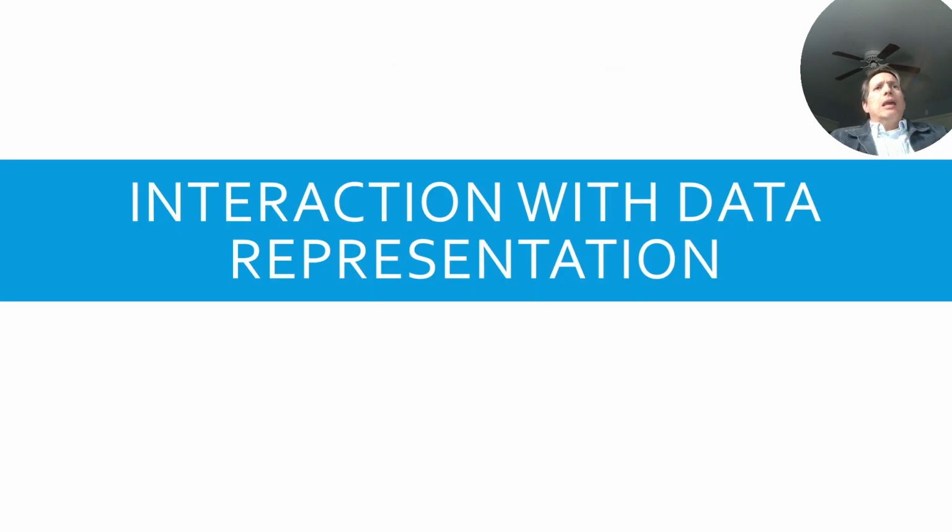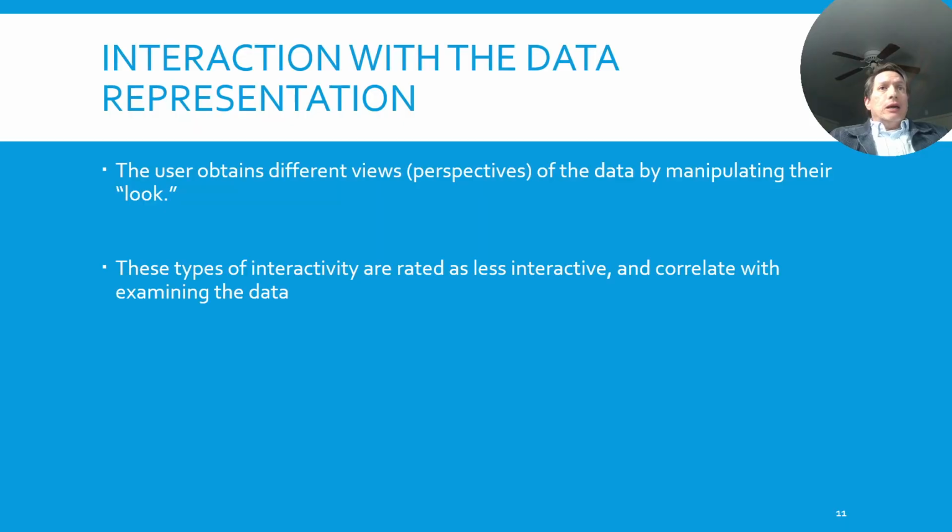Then let's go back and try to review every single one of these elements. And let's start with that interaction with the data representation, the way that we present the data and how this helps us to understand things or see the world in a different way. Then in this level, the user is going to have different views or different perspectives of the data by manipulating the way that it looks. Basically, when you have a table, you can sort the data by different levels.